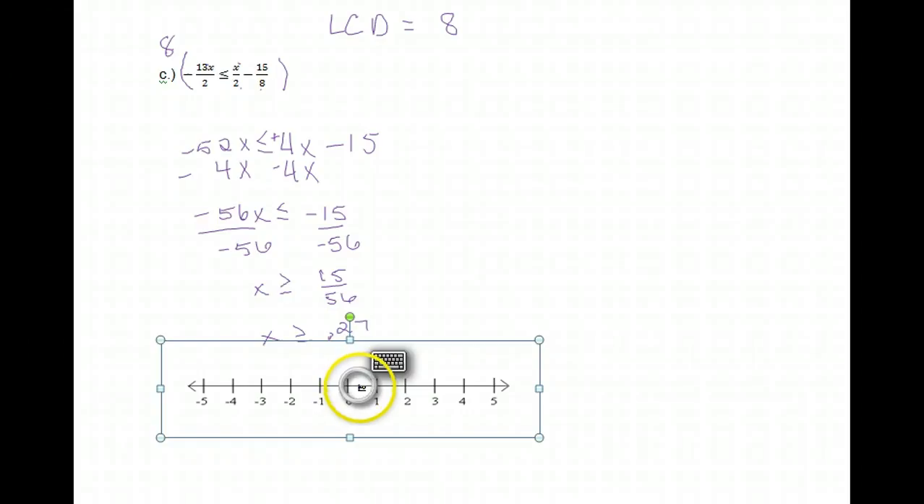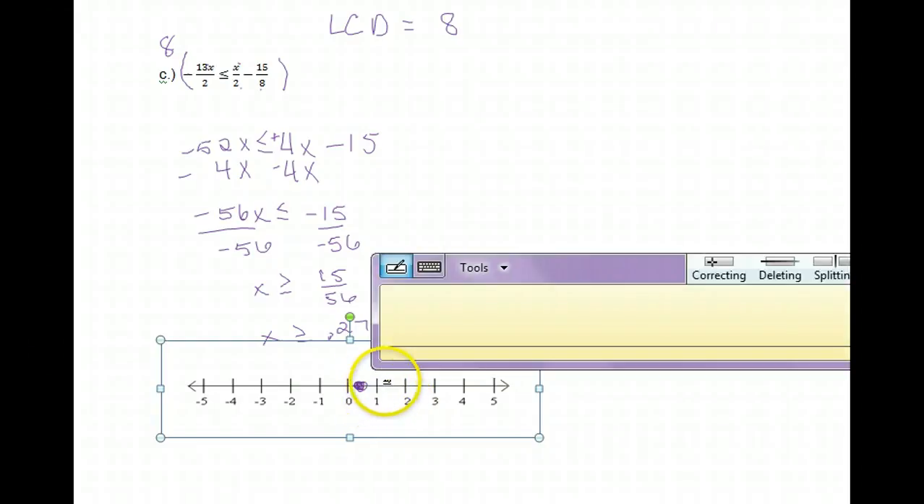So I'm going to go a quarter of the way and put a closed circle on my graph. And I want any value that is greater than 0.27. So I'm going to shade to the right.